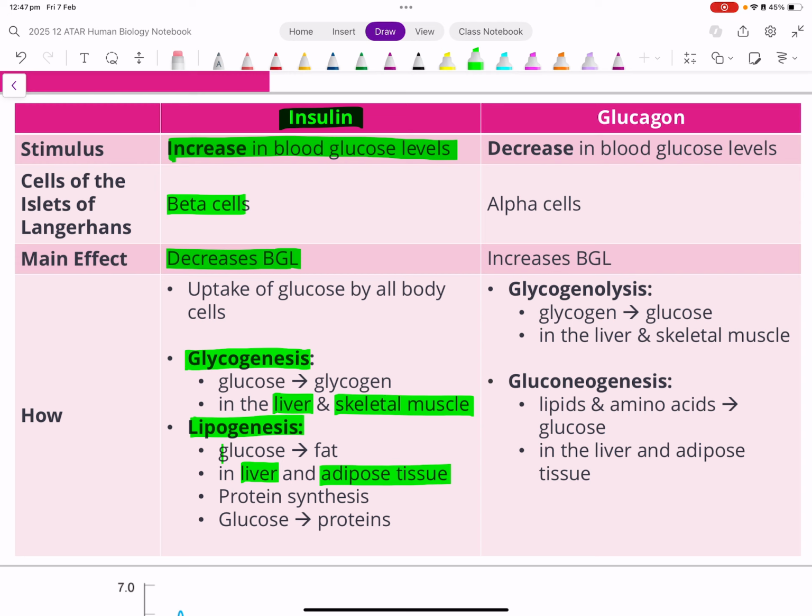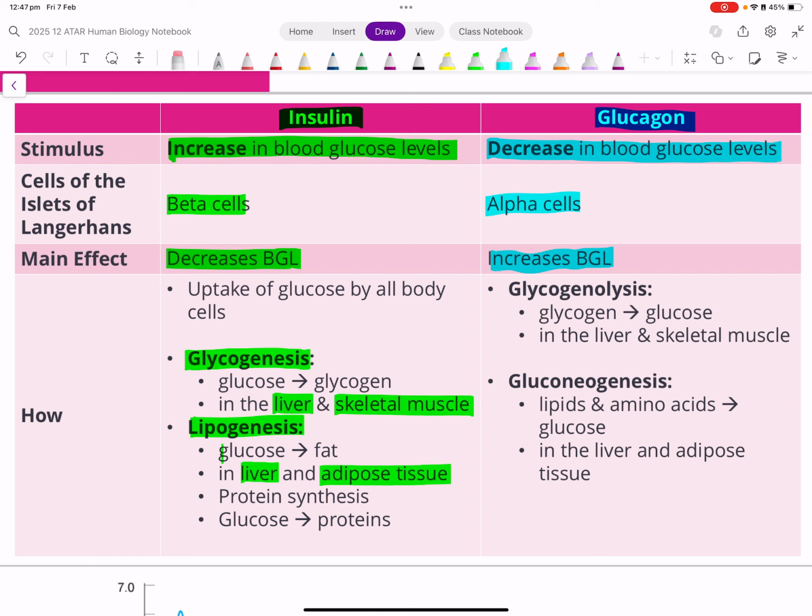The next hormone, glucagon, has the opposite effect. So, glucagon is released due to a decrease in blood glucose levels, and instead of beta cells, glucagon is released by alpha cells. Its response is to increase blood glucose. And it does this thanks to two other processes.